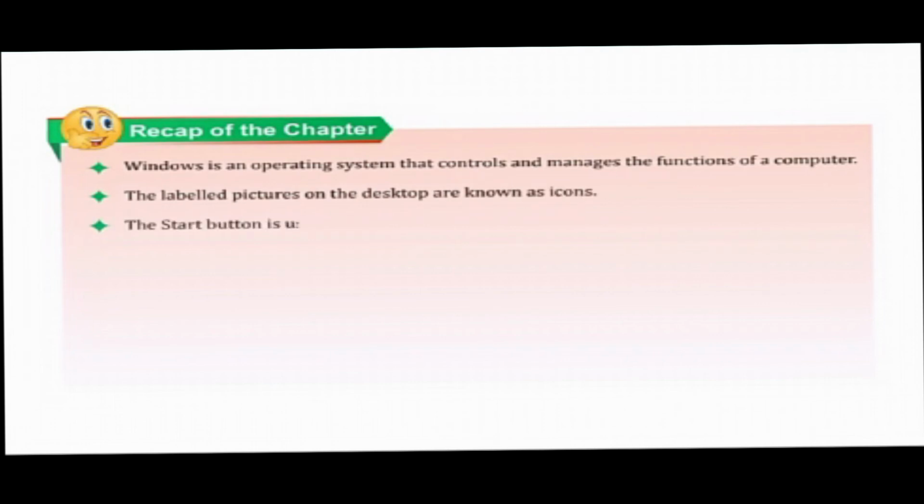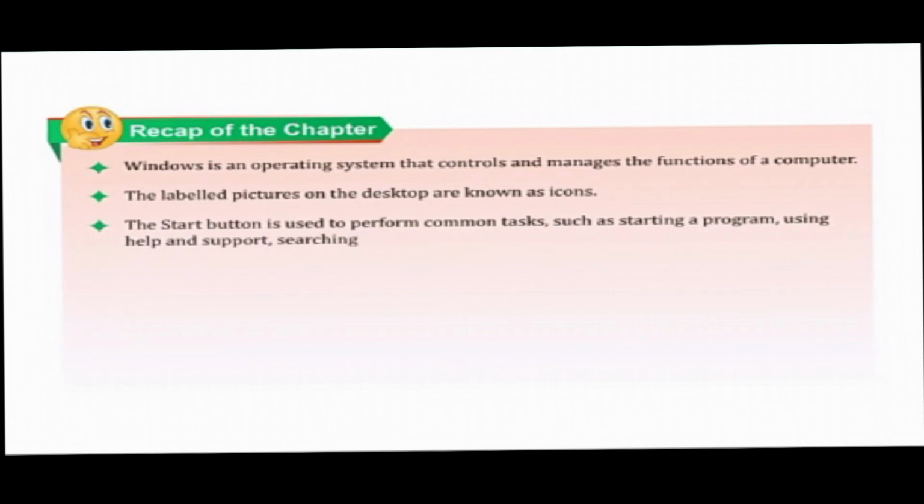Let us quickly glance through the key points discussed in this chapter. Windows is an operating system that controls and manages the functions of a computer. The labeled pictures on the desktop are known as icons. The Start button is used to perform common tasks such as starting a program, using help and support, searching files and folders, and much more.